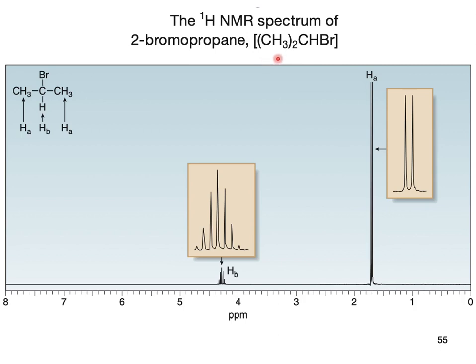Number 3 is the splitting, right? This CH is attached to 2 methyl groups. How many hydrogens do the 2 methyls contain? 1, 2, 3, 4, 5 and 6. 6 plus 1, 7. It gives the information about its own chemical shift, its own environment, and how many nearby protons there are. So 1, 2, 3, 4, 5, 6. 6 plus 1, 7. So this signal will be split into a septet, right? 1, 2, 3, 4, 5, 6 and 7.